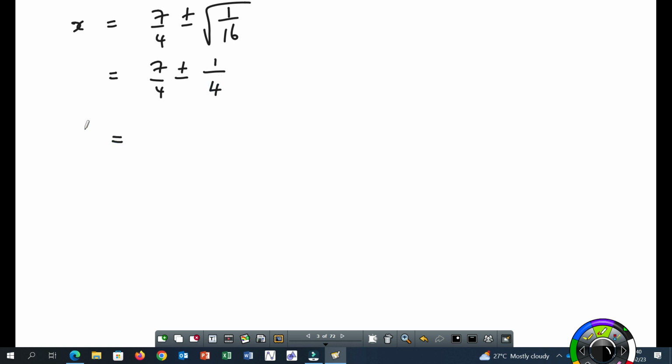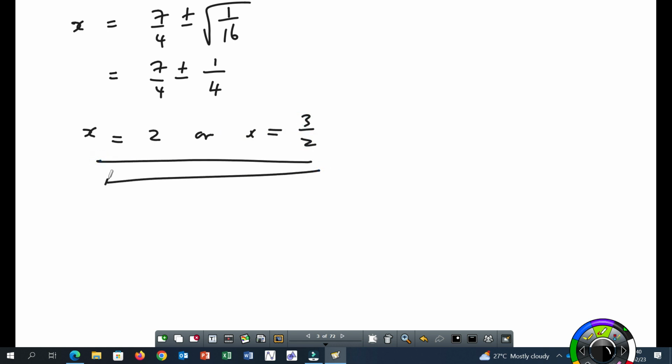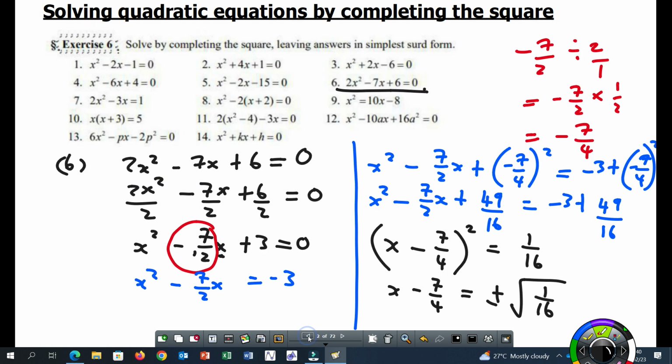Then we'll get x equal to 7 over 4 plus or minus the square root of 1 over 16. So that will give me 7 over 4 plus or minus 1 over 4. So we have two answers there. I'll get 2, and the other one is going to be 6 over 4, that will be x equal to 3 over 2. So those are my two answers: x equal to 2 and x equal to 3 over 2.